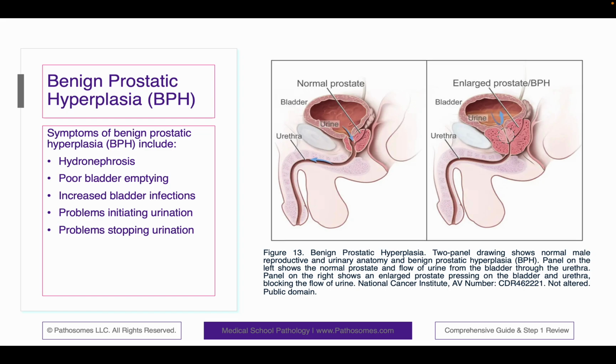Symptoms of benign prostatic hyperplasia include hydronephrosis, right? This all goes down to the anatomy. You know the anatomy. Poor bladder emptying, right? Makes sense. You see the pictures. You can imagine how that happens, right? Increased bladder infections, right? You close the lumen up, stuff gets stuck. Stuff doesn't like to be stuck. Stuff starts misbehaving. Problems initiating urination, and even problems stopping the urination. All from benign prostatic hyperplasia.